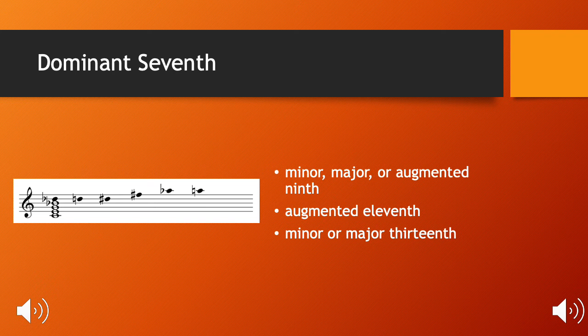Just as the dominant seventh is the most common type of chord we use in jazz, it is also the most versatile when it comes to extensions. We can use minor, major, augmented ninths, augmented 11ths, and minor or major 13ths. These tensions can be combined and voiced in many different ways to produce a wide variety of colors.